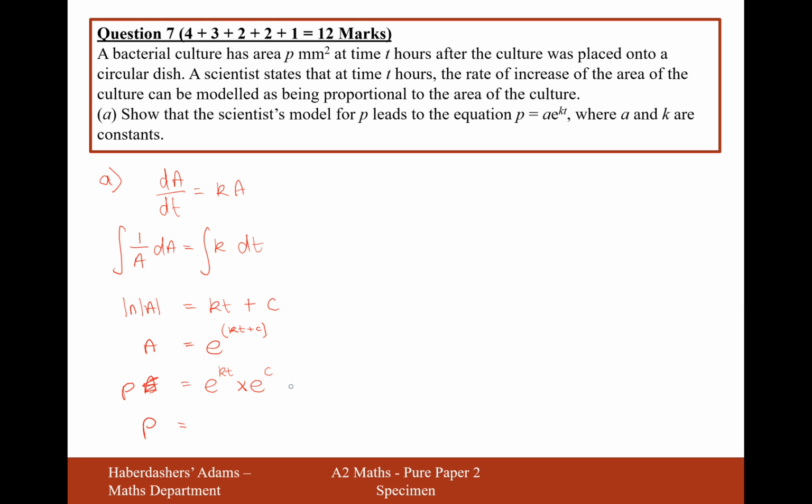Now what we're going to do is set little a equal to e to the power of c. We can do this because c, remember, is just a number, and e to the power of a number is just another number. We'll call that number a. So it's P equals a e to the kt. So there we are. That's our answer to part A.